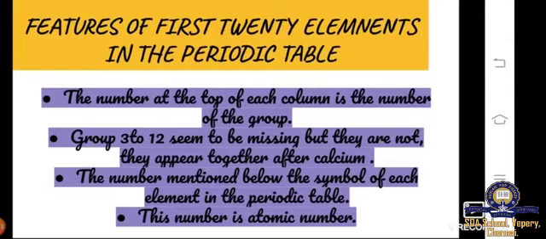The number mentioned below the symbol of each element in the periodic table is the atomic number. Yes, at the bottom of all the atoms, the atomic number is represented. Based on this only, those elements are arranged in the periodic table.